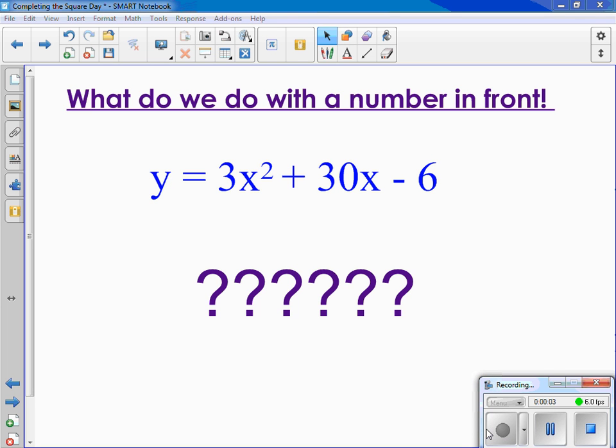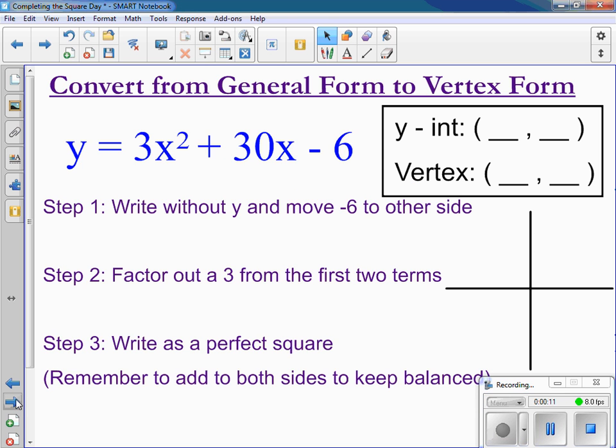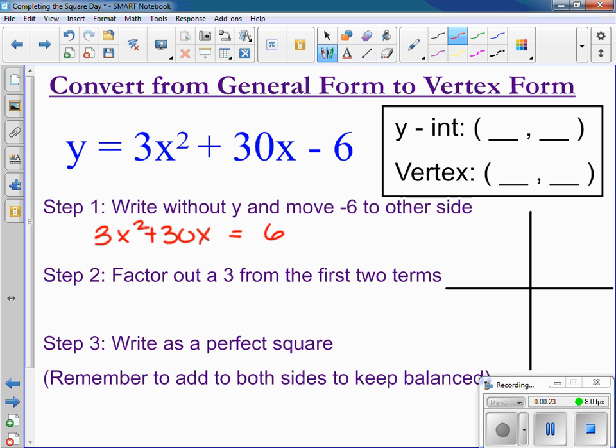All right, now we're going to move on to the same type of problem, but with completing the square still, but now there's going to be a number in front, so there's just one extra step. So the steps look pretty similar. Write without y and move it over to the other side. Okay, so we're going to write 3x squared plus 30x equals positive 6, because I moved that 6 over to the other side.